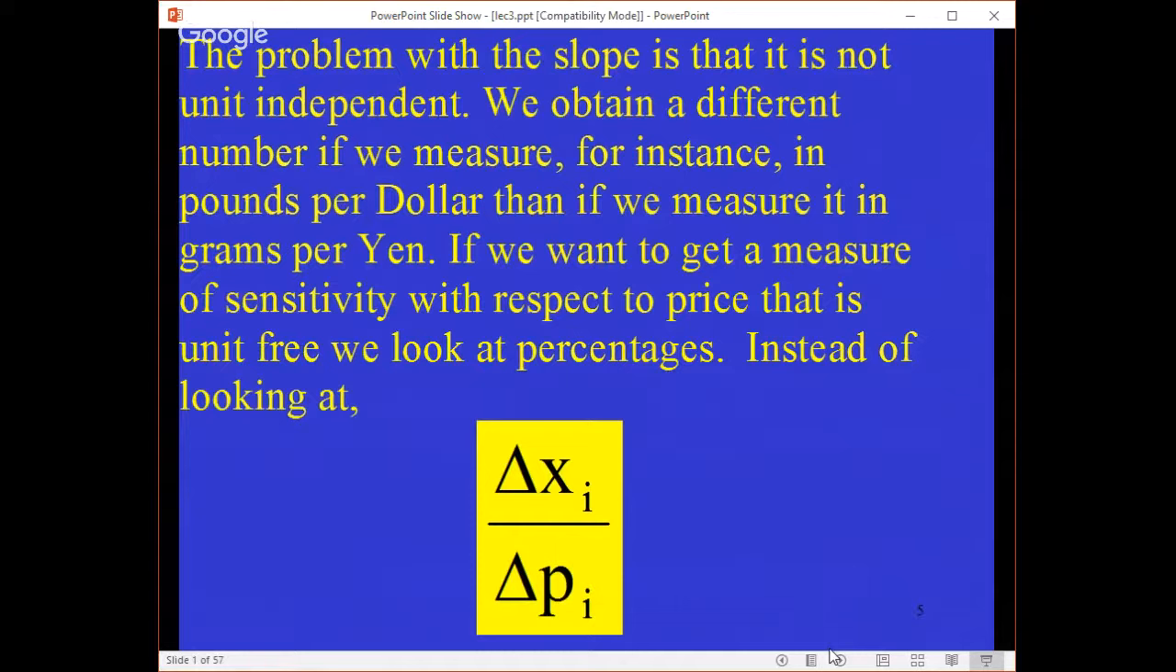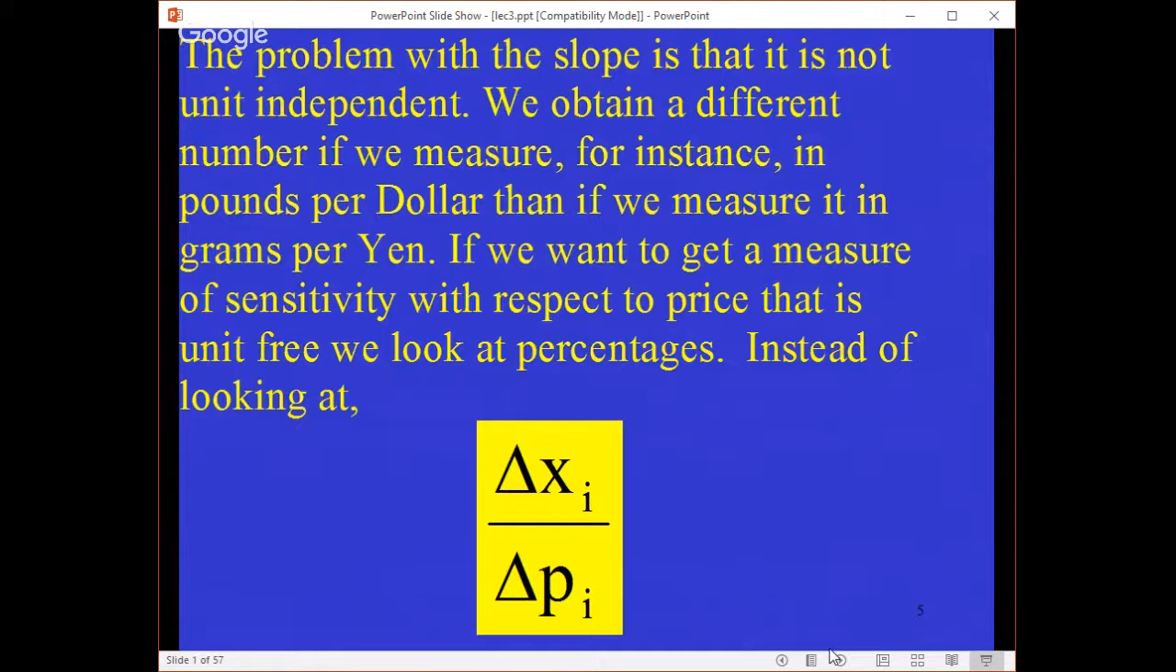And the slope kind of tells me how quantity demanded changes with price. The problem is that slope is unit dependent. Right? It depends on how we're measuring. And the example that I have here is I can measure pounds per dollar. That's the weight of pounds, not British pounds.